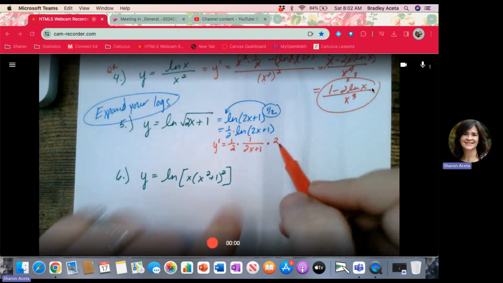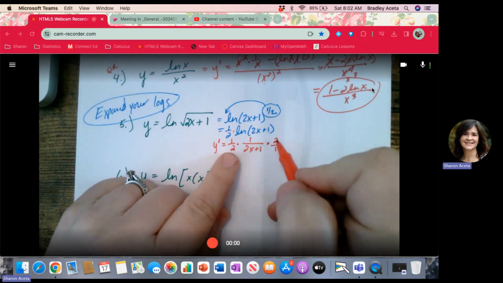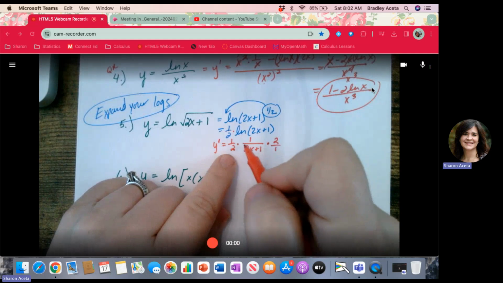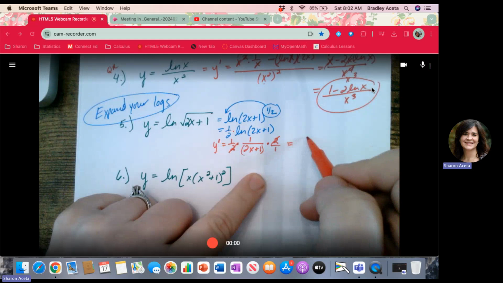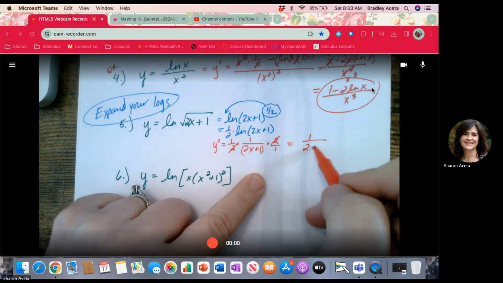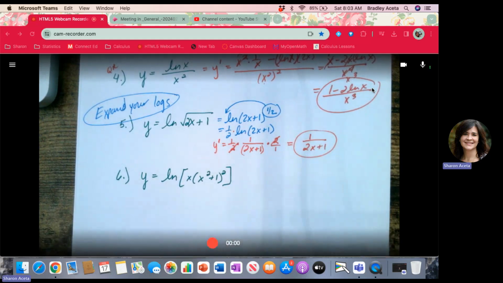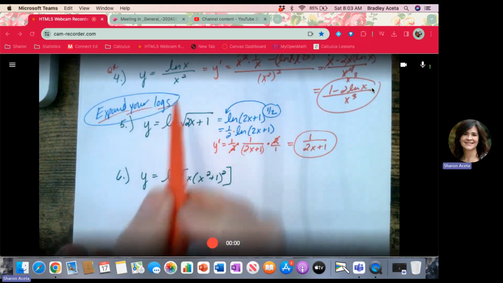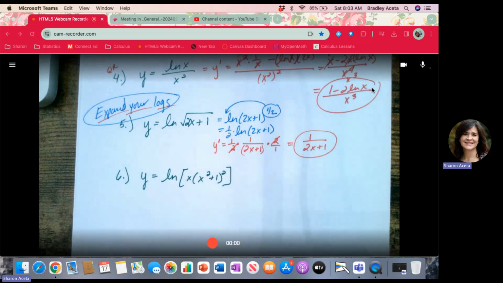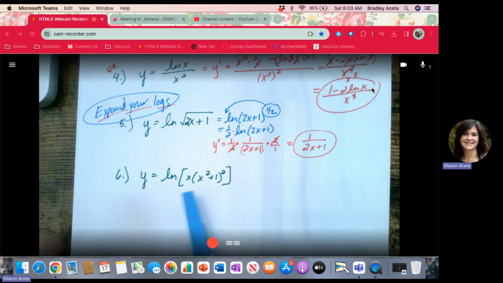And so what can cancel? Well, this 2 and this 2 can cancel. Not that one. That's a quantity. Okay? But this 2 and this 2 can cancel, and your final answer would just be 1 over 2x plus 1. So it actually is so much more beneficial to expand your logs, do all those power rules we did before. So like number 6. Oh, this looks so messy.